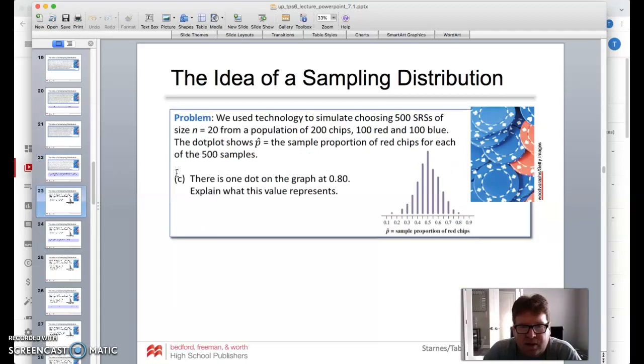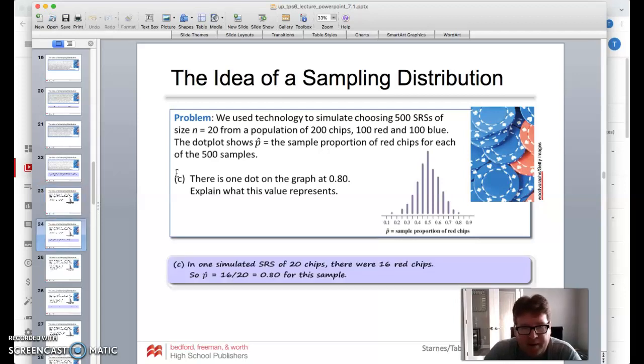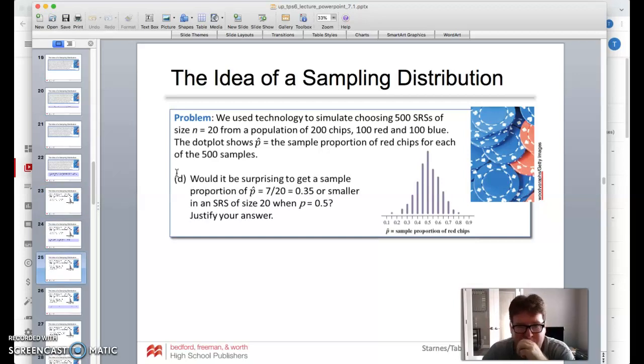Well, when using technology to simulate choosing 500 simple random samples of size 20 from a population of 200 chips where 100 are red and 100 are blue, the dot plot shows the sample proportion of red chips for each of the 500 samples. There is one dot at 0.8. That means that one time in this simulation, we got a sample proportion of 80%. In other words, 16 out of the 20 were the red ones we were looking for. So there's that variability.